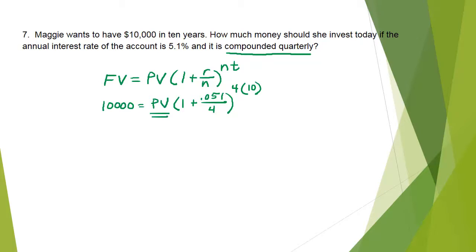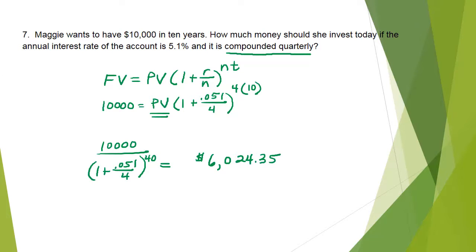So in order to find the present value, what you want to do is take this $10,000 and divide it by this entire amount in order to get your answer. So that is going to give you the answer of $6,024.35.